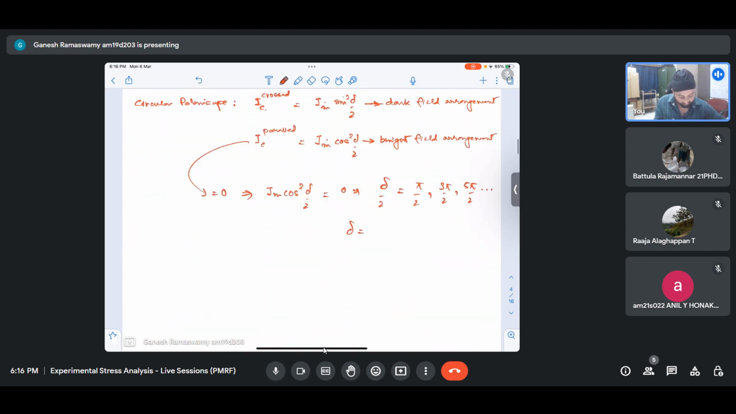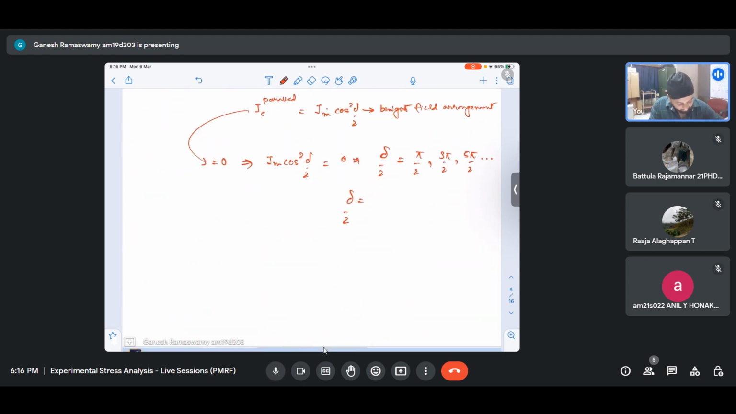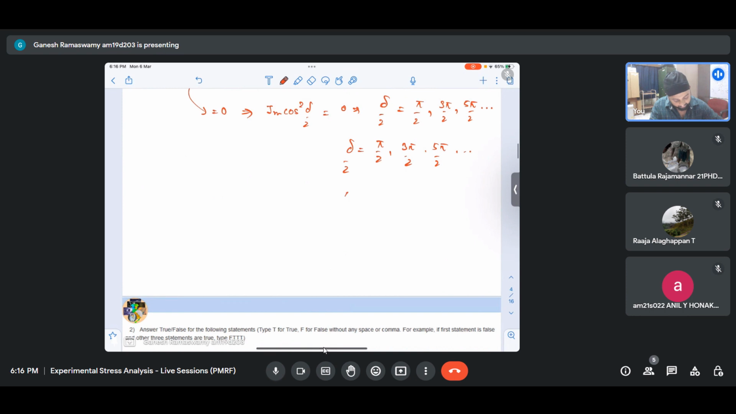So delta essentially has to be pi, 3 pi, 5 pi, and so on. So we are able to see that option C, actually I had indeed correctly identified it. Okay, option C is the correct one.